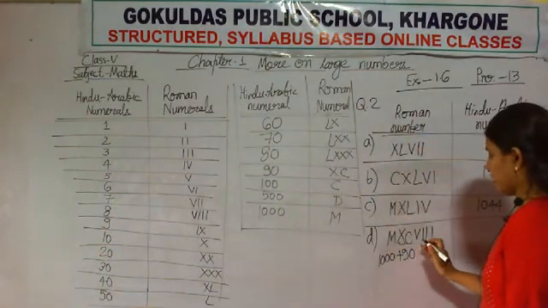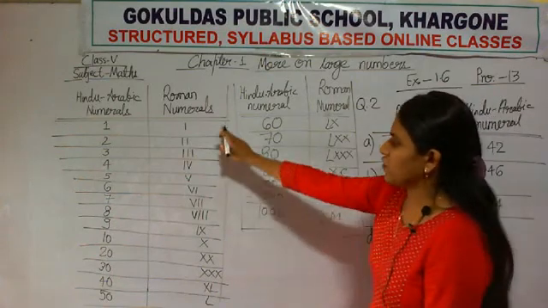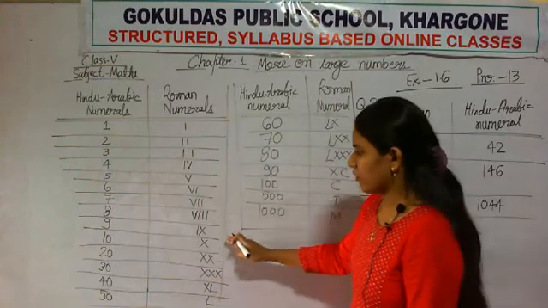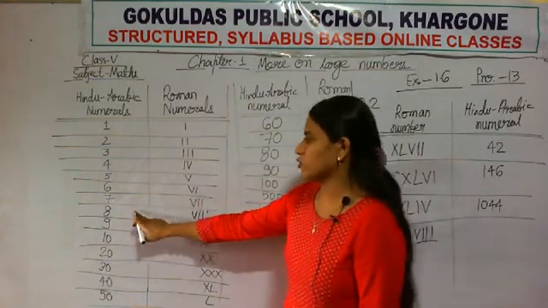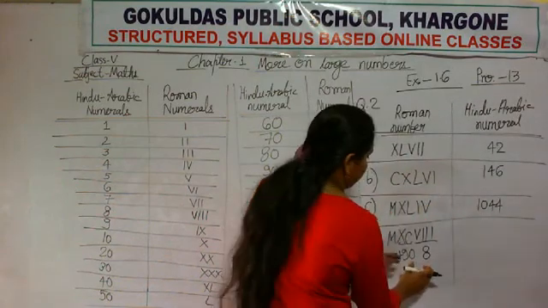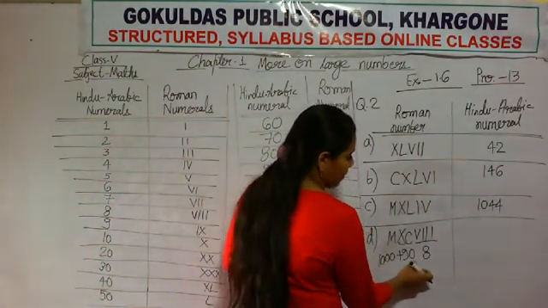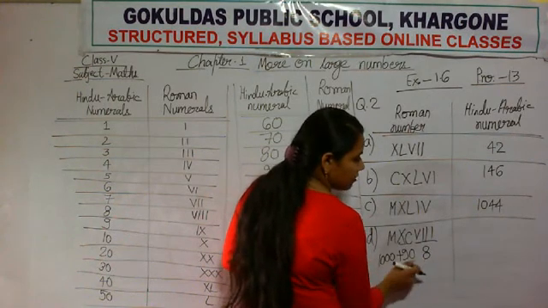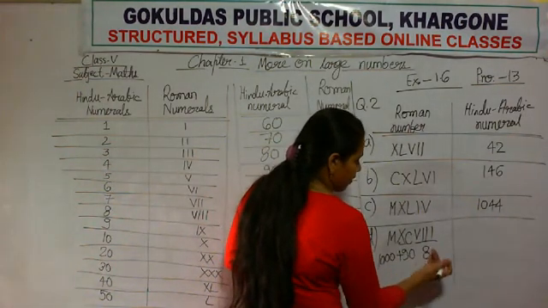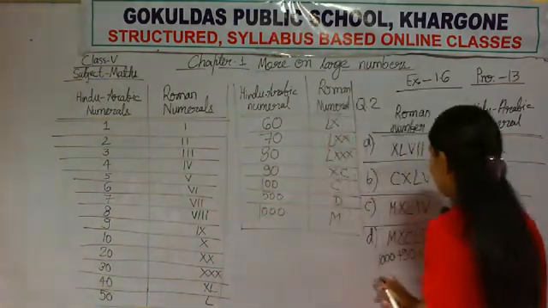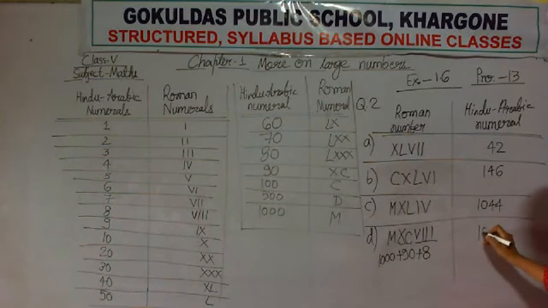Okay, now VIII. Search where is VIII written on the hint. Where is V triple I written? V triple I shows 8. So it means 8. Now observe these two numbers, 90 and 8. 8 is written right to the 90, means a smaller number is written right to the larger number. It shows addition. Now add these, you will get 1098.